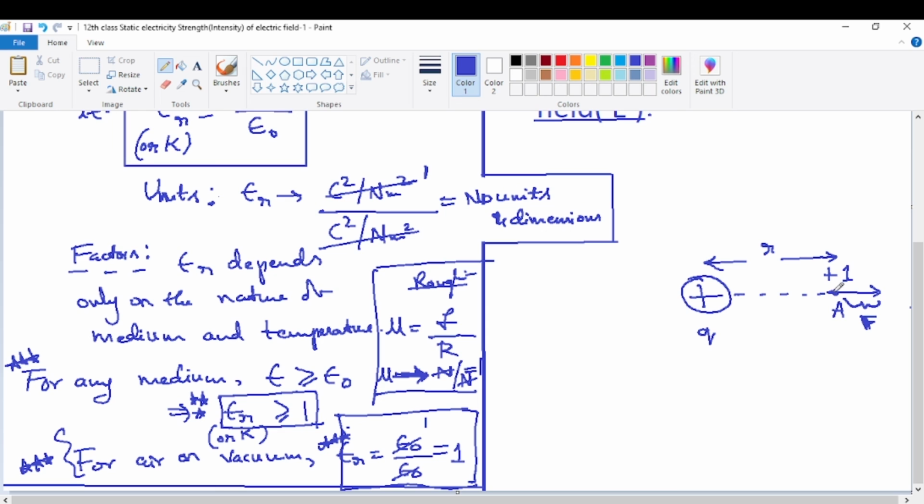So due to this reason, the strength of the electric field at any point is defined exactly in terms of the force experienced by a test charge in that electric field. If the force experienced by the test charge in the electric field is more, the strength of the electric field is more. If the force experienced is less, the strength of the electric field is less. So for convenience, this test charge is taken as a unit charge or unit positive charge.